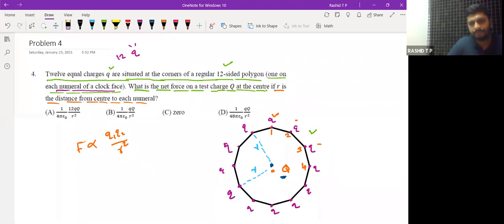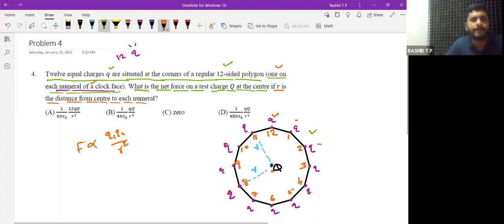Let us write, it is mentioned that there is one charge on each numeral of a clock face. Then we can write this is 12, this is 1, 2, 3, 4, 5, 6, 7, 8, 9, 10, 11. Our aim is to find out the force experienced by the charge Q at the center. What is the net force experienced by the charge capital Q? Can anybody tell? What do we have to do?